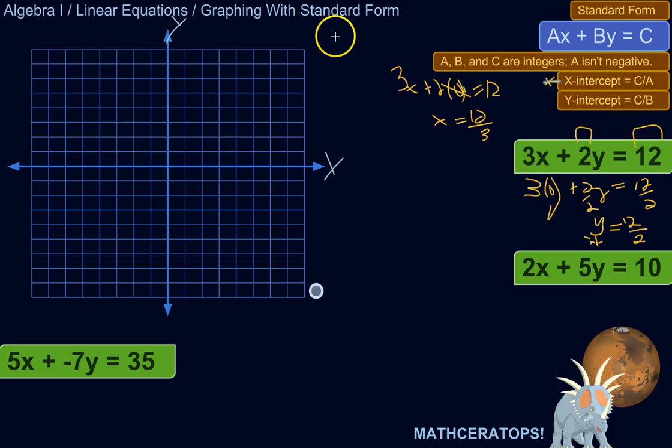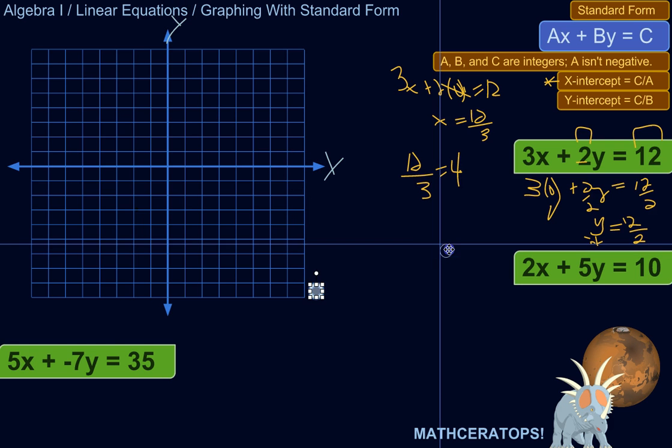So let's use that fact to graph these things. The x-intercept of this equation is c over a. So it's 12 over 3. This is c. So we've got a, b, c. The x-intercept is c over a, so 12 over 3 equals 4. So that's the x-intercept. It's 4. 1, 2, 3, 4.